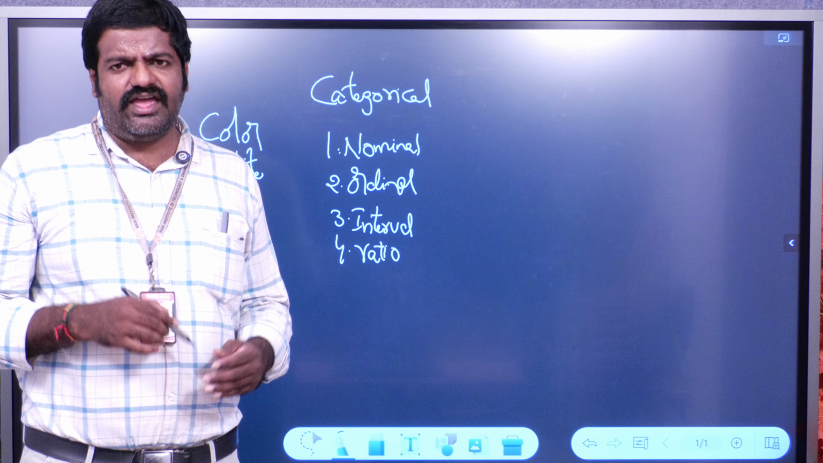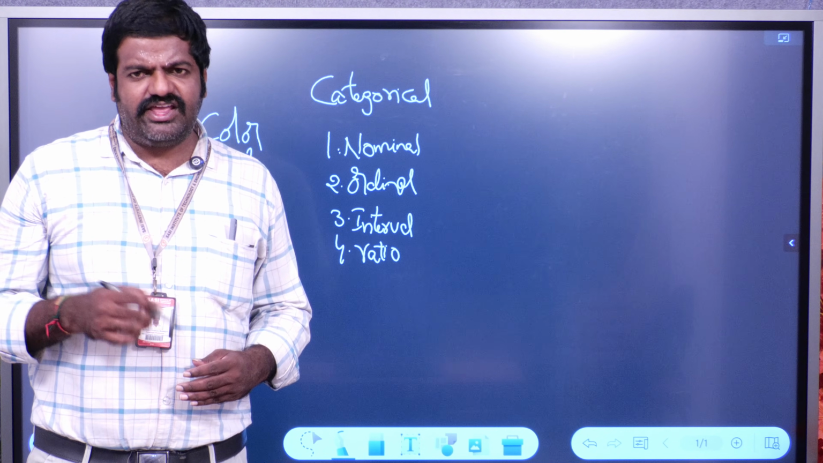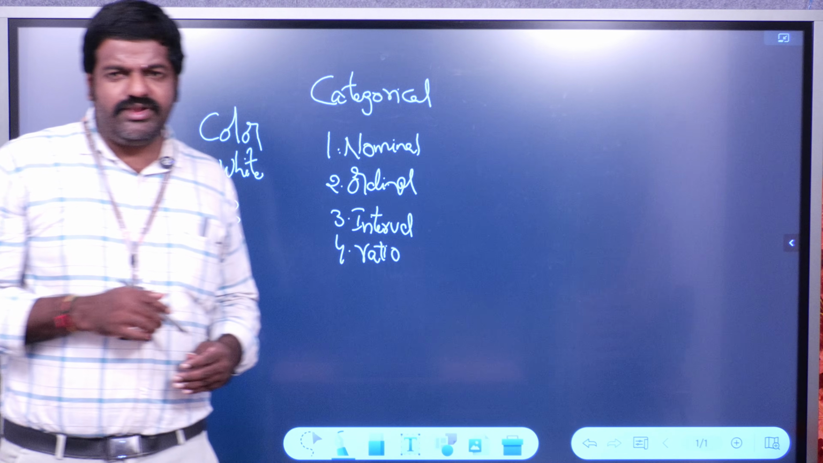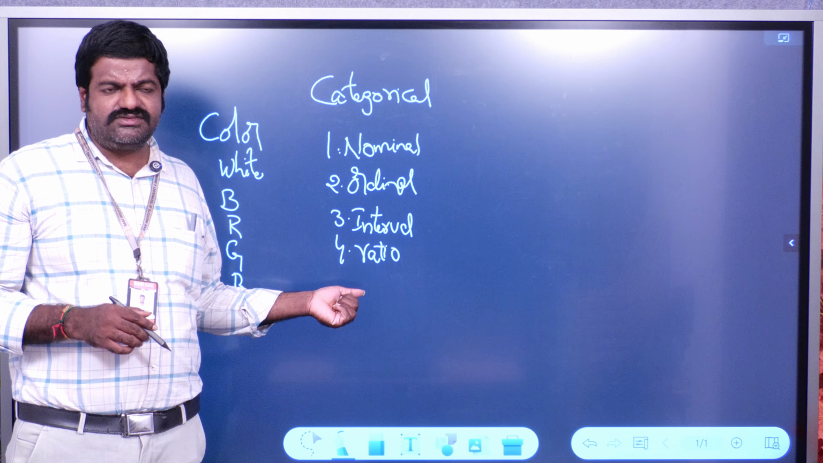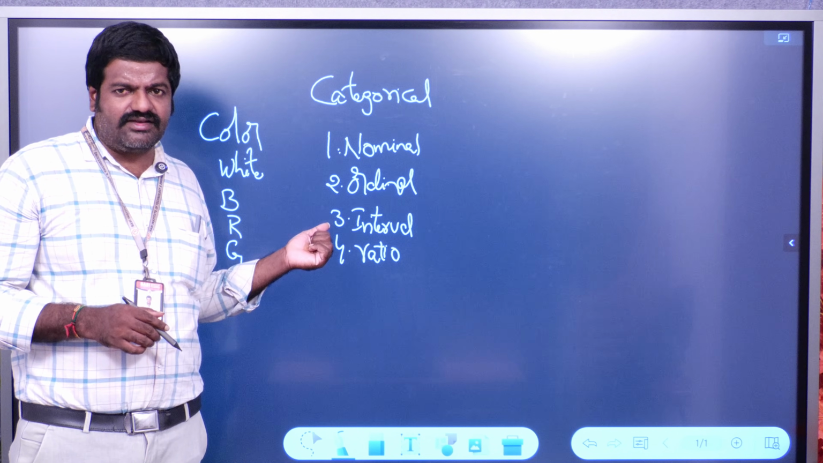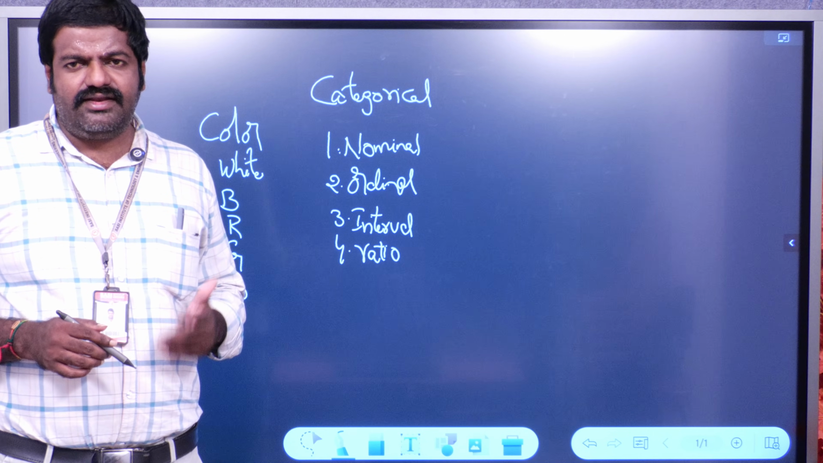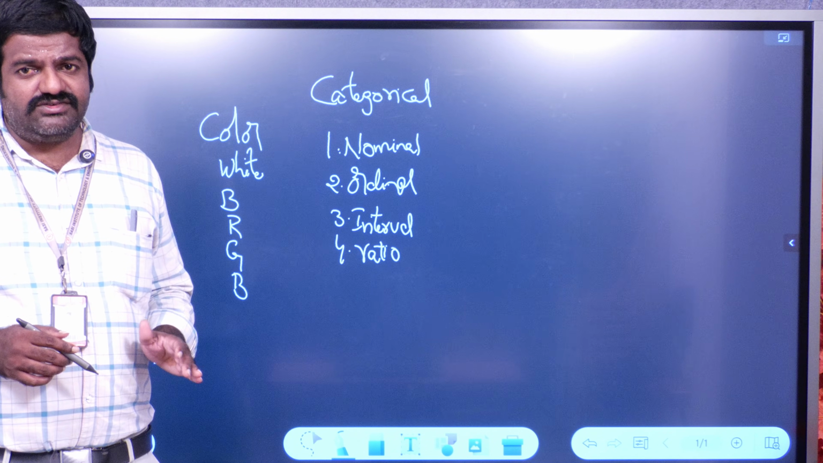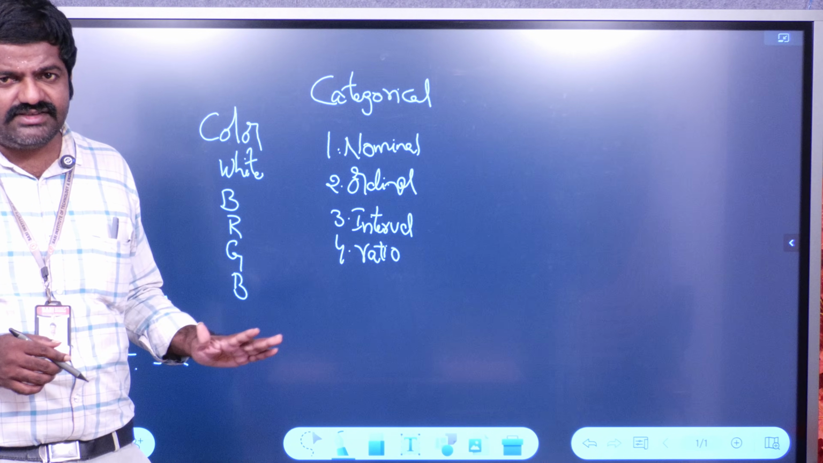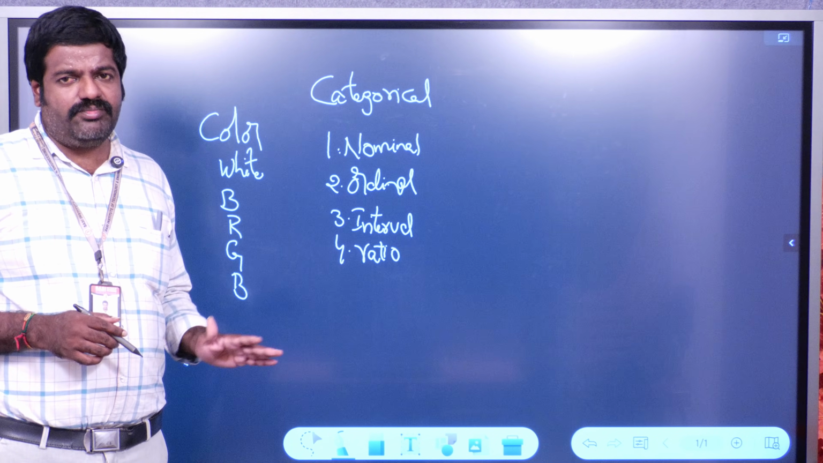In categorical data, again, we are having different types: nominal, ordinal, interval, and ratio. Coming to the nominal, for nominal attributes, there is no order among the possible values. For example, let us consider color. We are having limited number of colors, either white, black, red, green, or blue. And there is no order among these values. White is the first, black is the last. Like that, there is no order among these values. Hence, it comes under nominal.